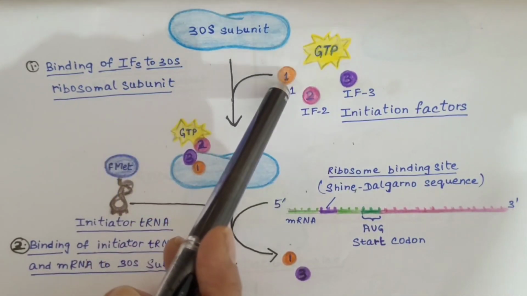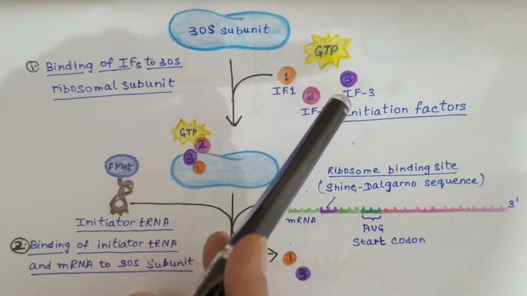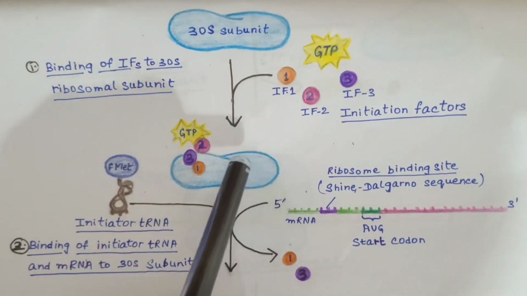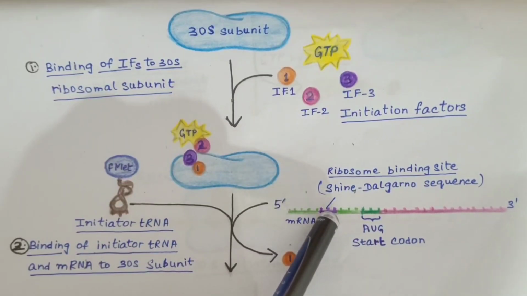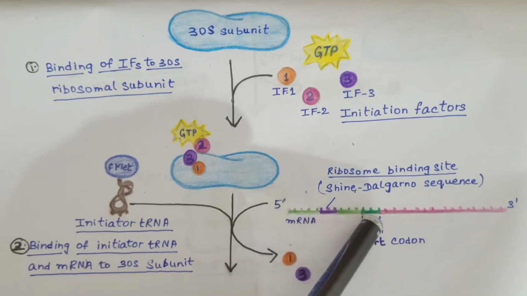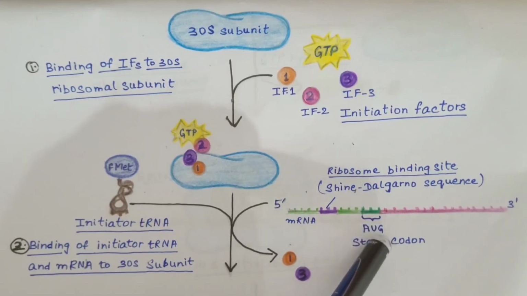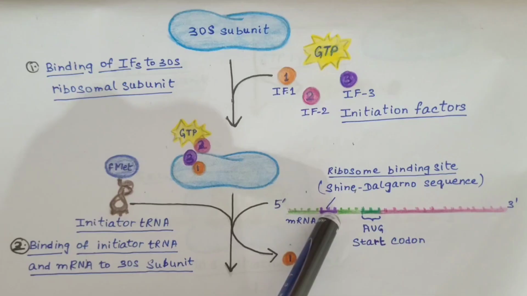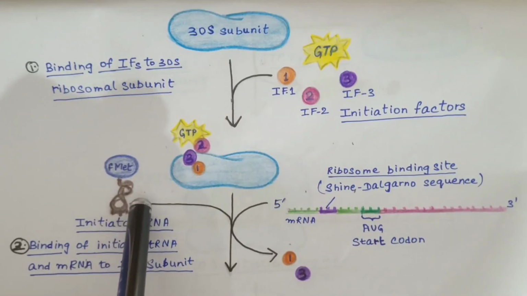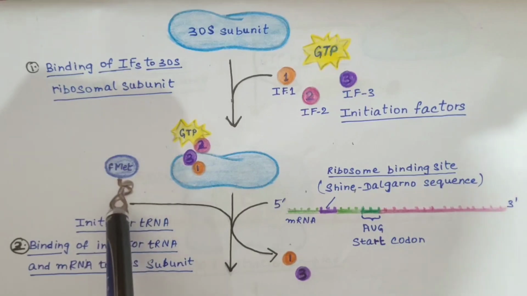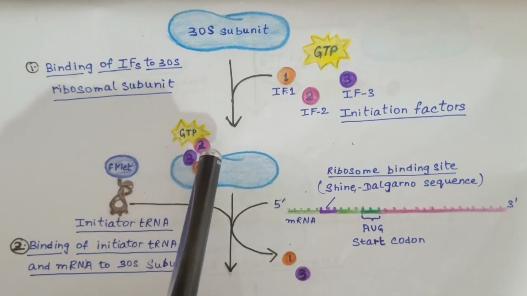First, binding of initiation factor 1 and 3 takes place. Then this 30S ribosome binds to the messenger RNA via the Shine-Dalgarno sequence and it moves along the messenger RNA in the 5' to 3' direction till it locates the initiation codon, that is AUG. So this is the Shine-Dalgarno sequence and this is AUG. Then binding of initiator transfer RNA takes place, which is charged with N-formyl methionine and is in complex with initiation factor 2 and GTP.